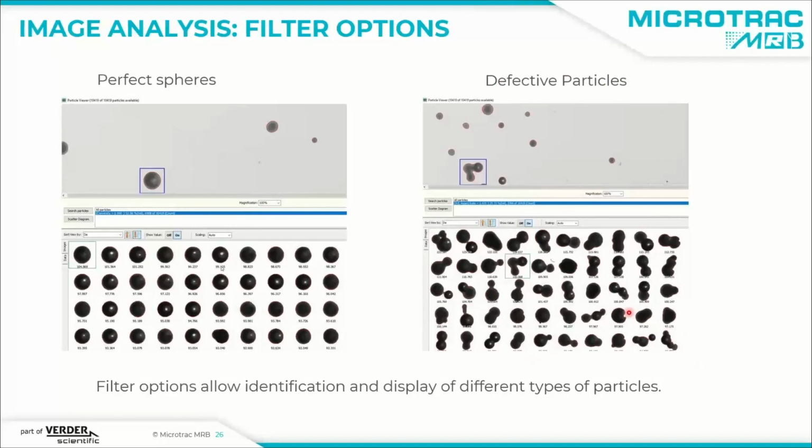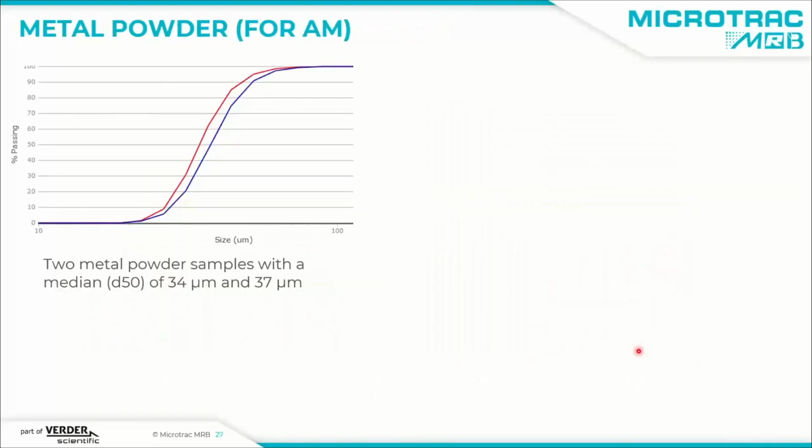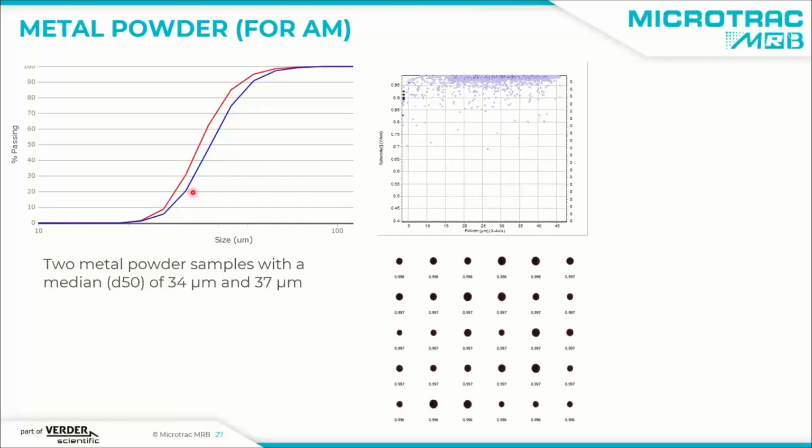So now I come to an example where we can use a similar approach to characterize a metal powder. Here we have measured two steel powders, I think it was steel, samples with very similar size, very similar median. So the red one has a median of 34 micrometers, and the blue curve is a median of 37 micrometers, measured with laser diffraction. So very similar size distribution, and you might say, okay, these powders are very similar, they are the same quality. Well, I can use both.